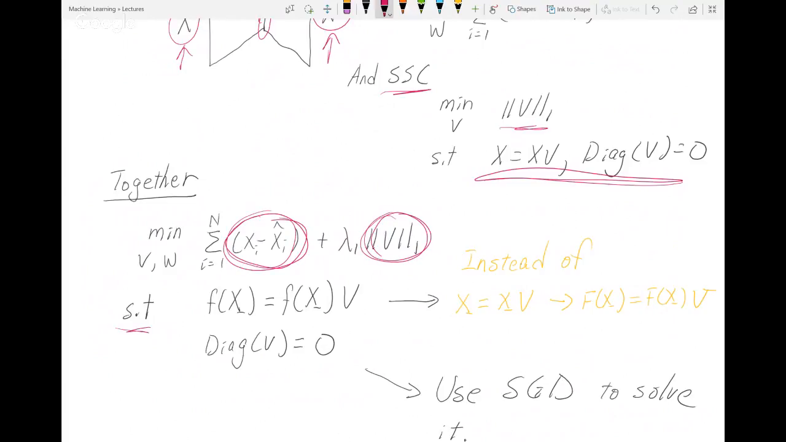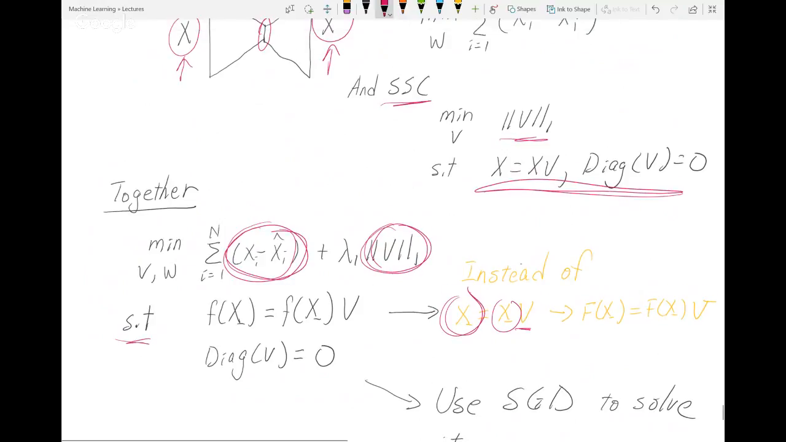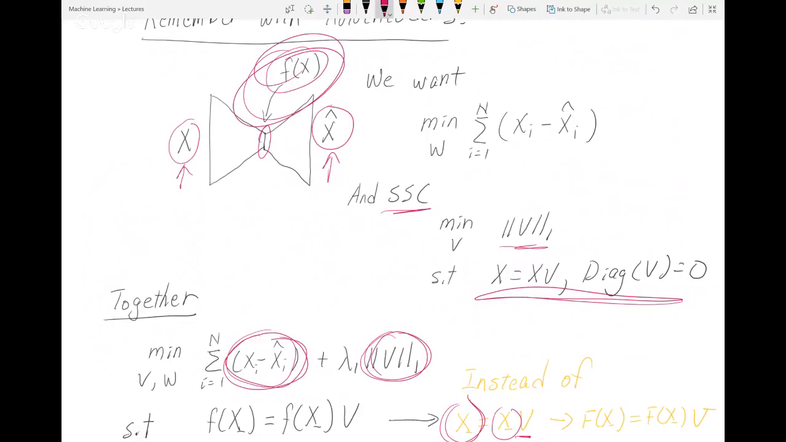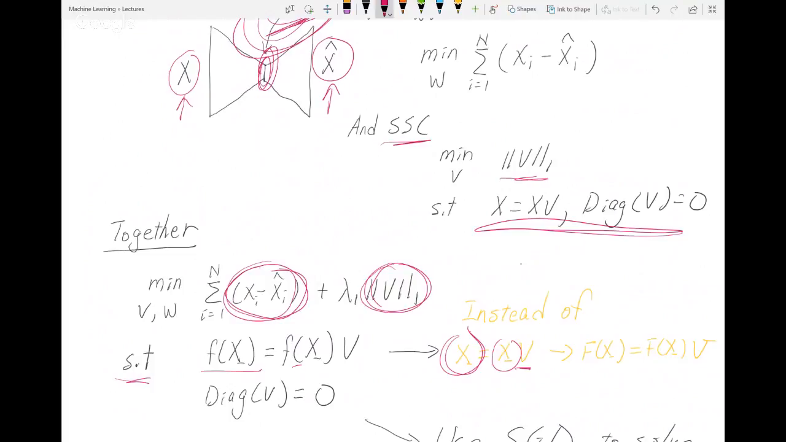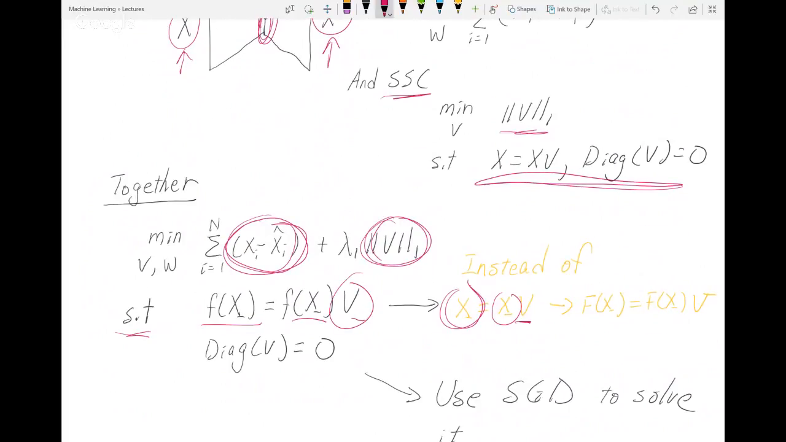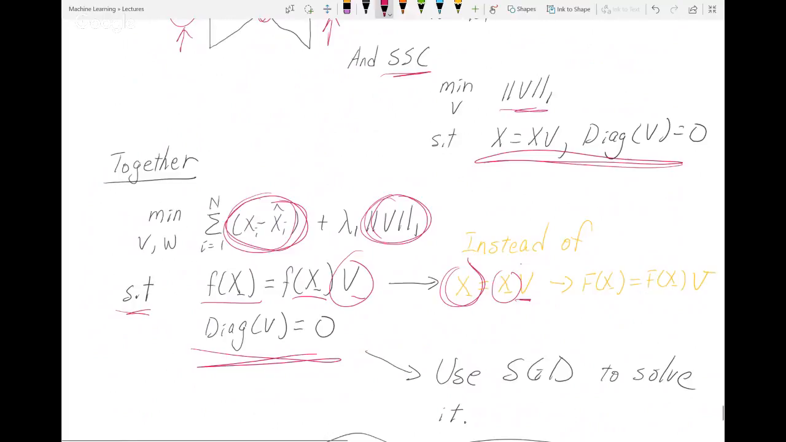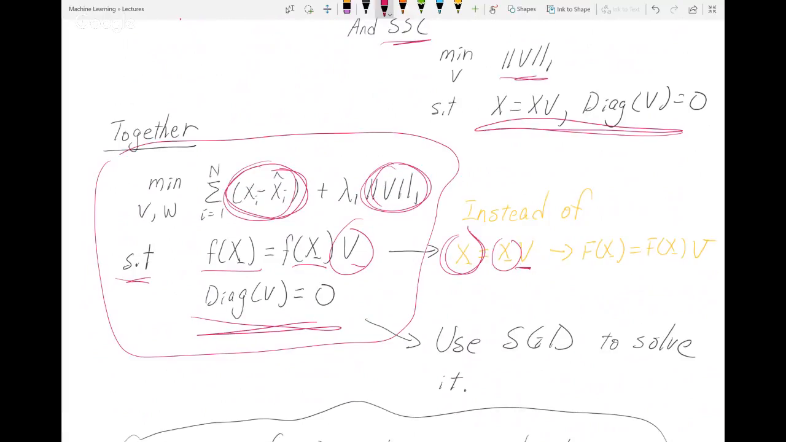Subjected, remember we had x, right here we had x times v. Instead of x, we're going to use the output. Well, not the output, but the bottleneck of the autoencoders. And we want the bottleneck, right, to help us find the v. And of course, lastly, we want the diagonal. So that's basically it. And this right here can be solved. I think you can still use stochastic gradient descent to solve it. I haven't solved it personally, but it looks like we could do that.